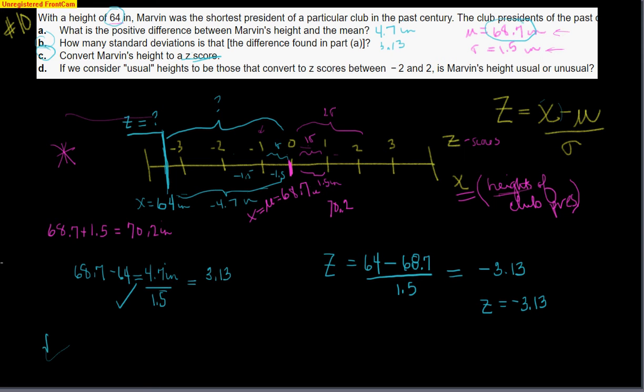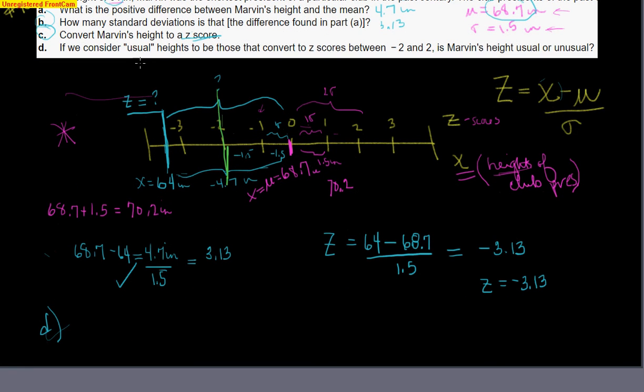And then Part D just says, is this unusual? If you remember from class, our magic usual to unusual numbers is that 5% rule, and that is right here because 95% lies between the two standard deviations. 95% is right in here. And since Marvin is way, way outside of that at minus 3.13, then yes, he is unusually short. Yes, it is unusual.